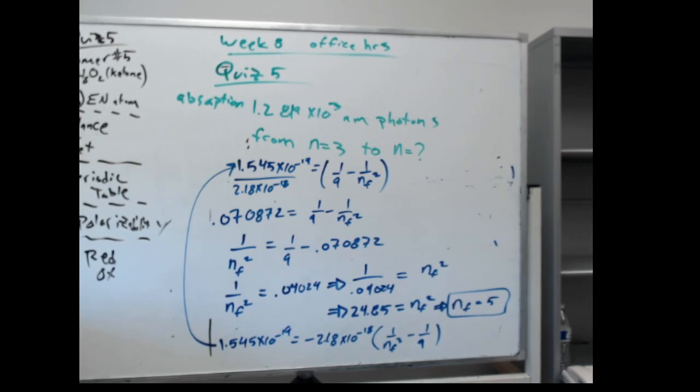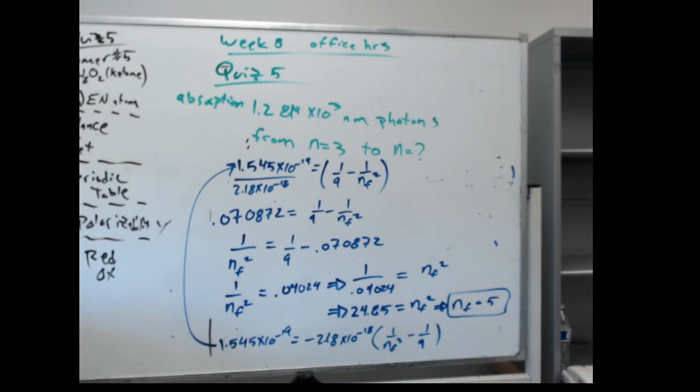Question? I've seen YouTube video examples where instead of doing the hc over lambda, they do 1 over lambda, and then they convert nanometers to meters, and then they use the Rydberg constant. They use a different Rydberg constant. It's like 1.097 times 10 to the 7 per meter. Does that work as well?